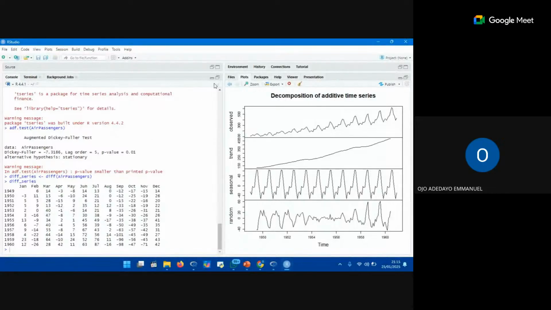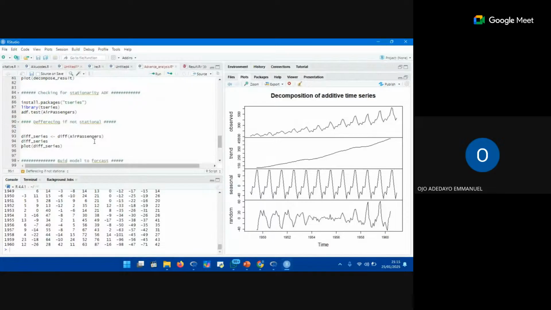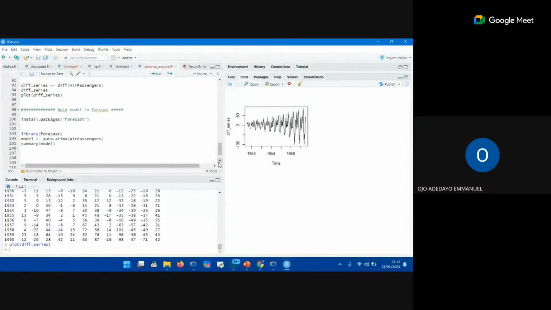So immediately you do that and you have your stationarity. So that means that you are going to use it like that for building your model for forecasting. Let me plot the graph. So this is now the graph for the one with difference. Now, how do we use it to forecast? How do we use it to forecast?